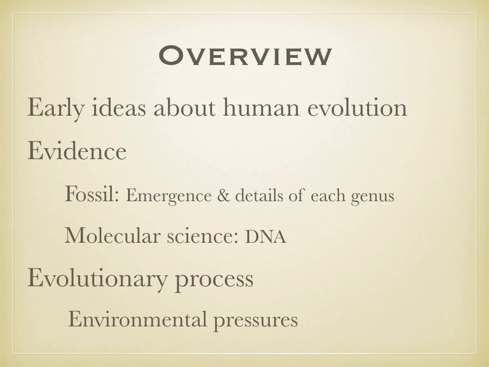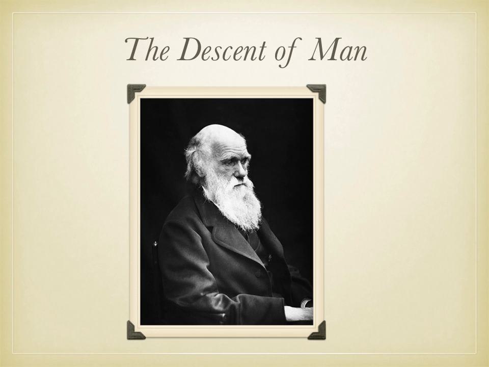We'll take a look at some of the early ideas about human evolution, the evidence behind human evolution, including fossils and DNA, and we'll take a look at evolutionary processes, including environmental pressures and the role that environment plays in evolution. In 1871, naturalist Charles Darwin predicted that our ancestors evolved out of Africa when he authored his book, The Descent of Man, and Selection in Relation to Sex.